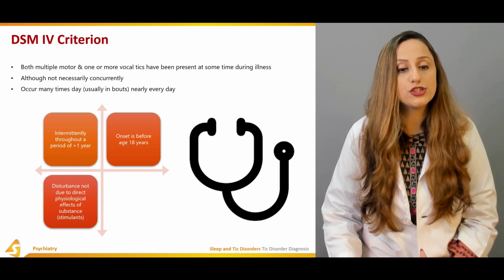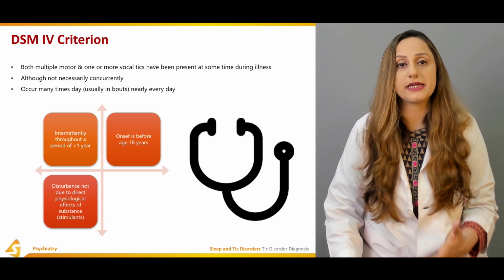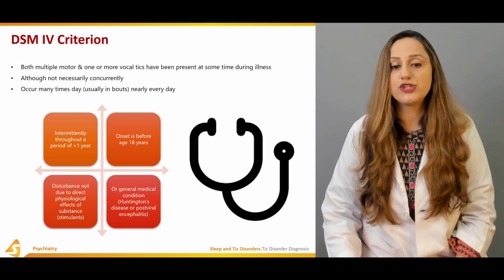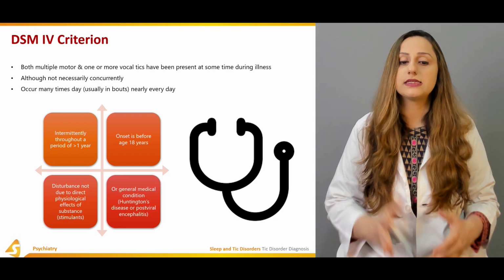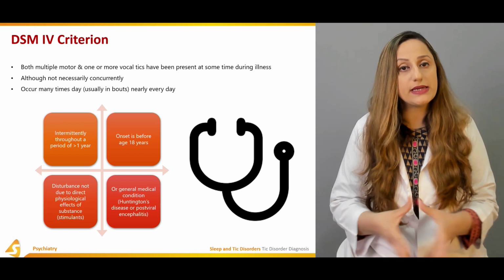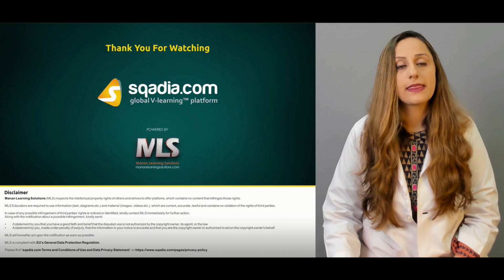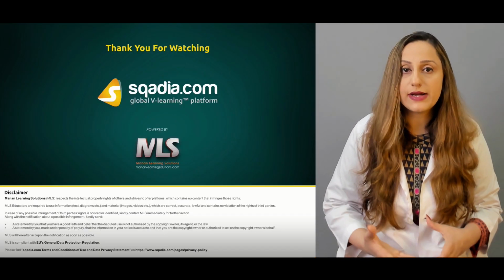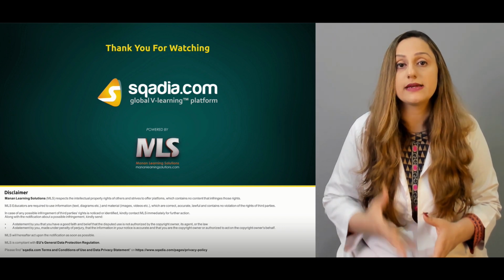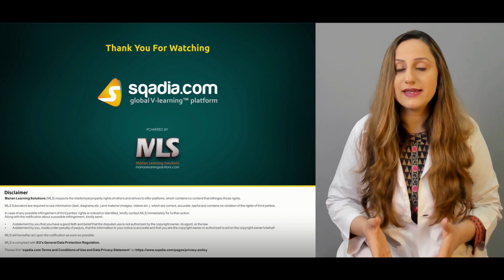Then the disturbance is not due to the direct physiological effects of substance misuse, or the stimulants, which can sometimes produce a condition quite similar to the tic disorders, or a general medical condition, for example, Huntington's disease or the post-viral encephalitis condition, which can also mimic the tic disorders. So in this section, basically, we summarized the diagnostic criteria which we have to follow when we are diagnosing a case of a tic disorder or Tourette syndrome on the other hand. So that is the end of this section.